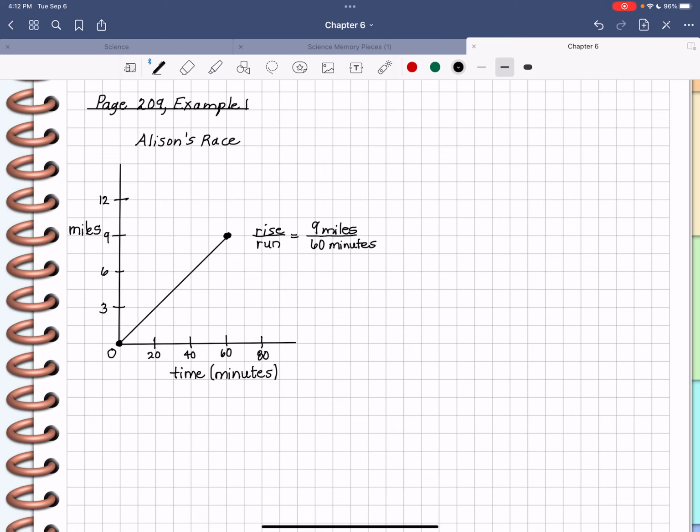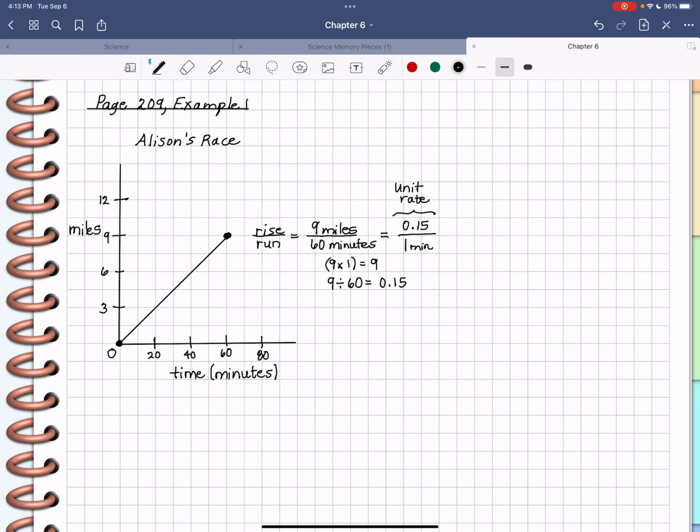Now, if you wanted to find a unit rate, you would say, what is 1 minute? So you have 9 times 1. That's the first step, and that's 9. And then 9 divided by 60. Oh my, where's my calculator? Well, it's in the book if you have the book, but 9 divided by 60 is 0.15. So 15 hundredths of a mile in 1 minute. And that would be called our unit rate.